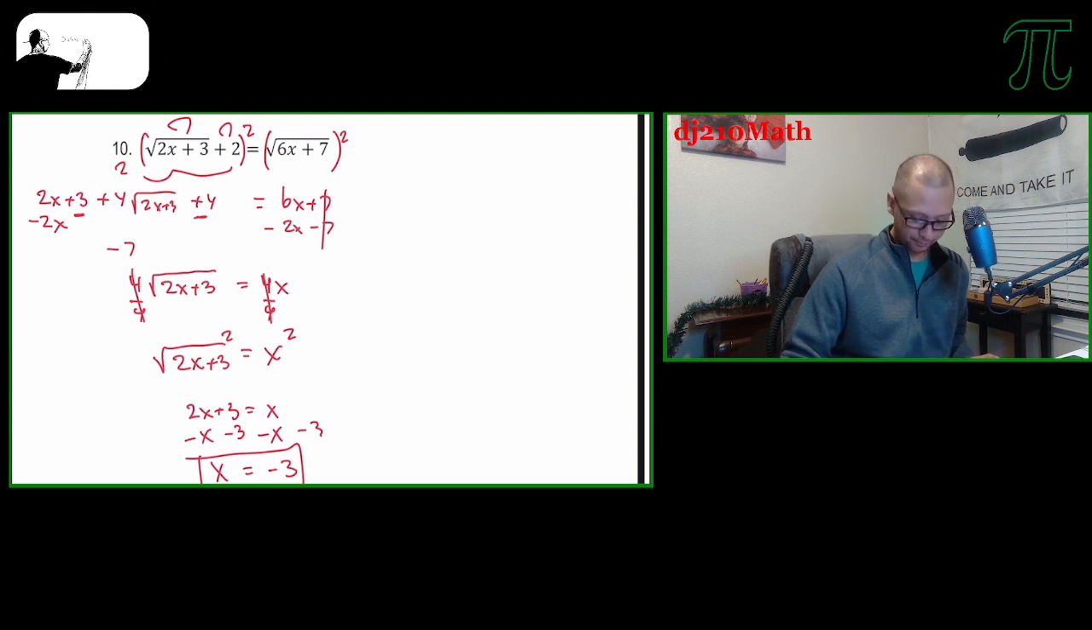I don't think that's correct. I don't think that's going to work because negative 3 will make negative 18. Negative 18 plus 7 is a negative number. Can't have a negative number. I don't think the solution works.